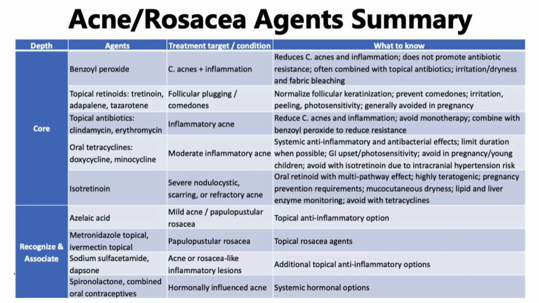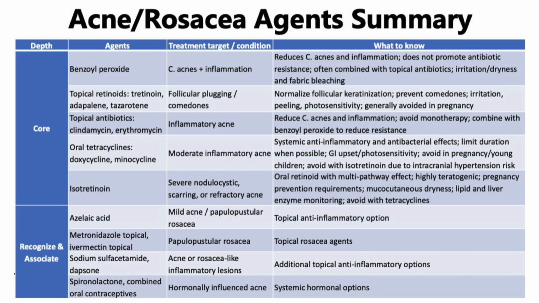All right, so now we just have a quick summary here for our acne and rosacea agents. So benzoyl peroxide reduces Cutibacterium without promoting antibiotic resistance. Its memorable adverse effects are dryness, irritation, and bleaching of towels or clothing. Topical retinoids such as tretinoin, adapalene, and tazarotene prevent comedones but can cause peeling and photosensitivity and are generally avoided during pregnancy.